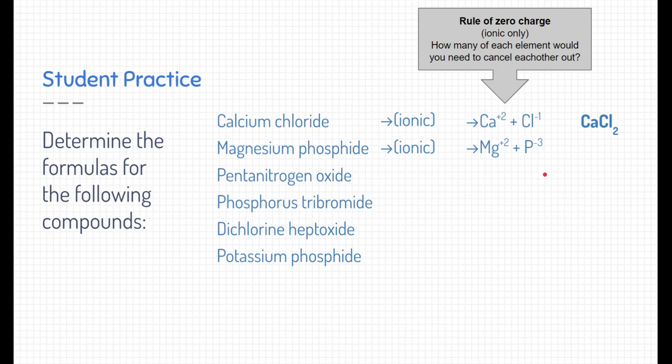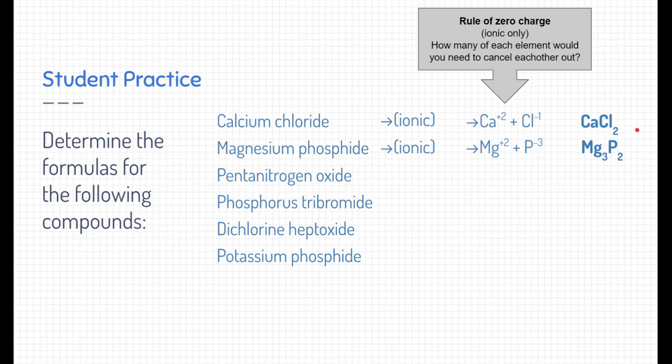How many of each of these elements would you need in order for each to cancel out? Well, I know that the common denominator both of them go into is six. So how many would I need? How many magnesiums would I need to get six? Well, I would need three magnesiums: plus two, plus two, plus two. That's six. How about phosphorus? Well, I would only need two phosphoruses to get to six. So that's my formula, Mg3P2. So magnesium phosphide, the name. The formula is Mg3P2. That's the compound of magnesium phosphide.